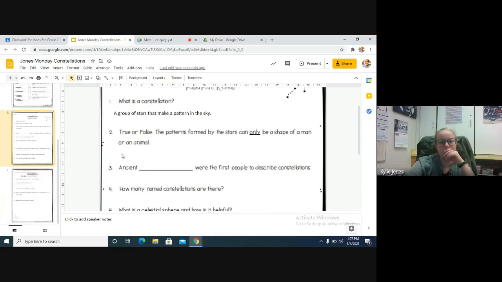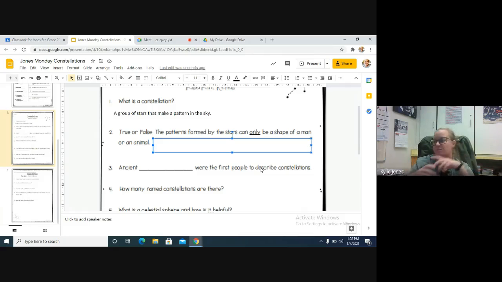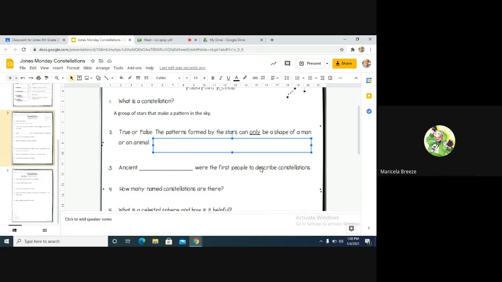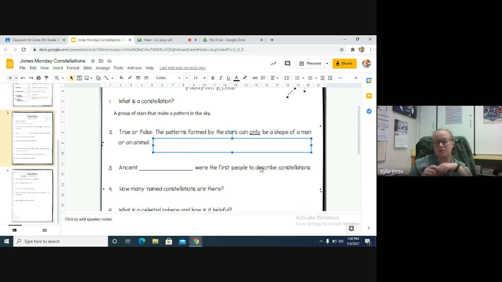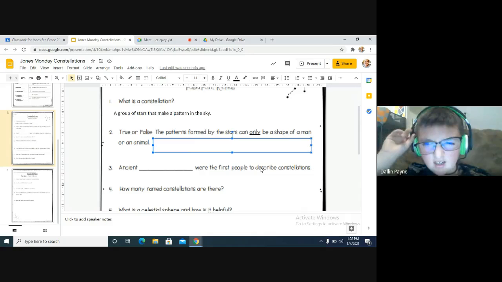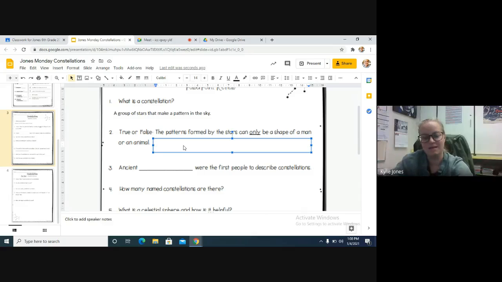All right. Number 2 says true or false. The patterns formed by the stars can only be in the shape of a man or an animal. Is that true? No. Not true? I don't think it is. So if it's not true, do I put true or false? False. It can be made out of really anything. Yeah, they can draw anything they want, right? It's false. They can be anything.